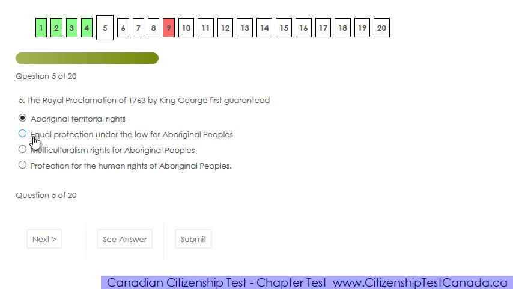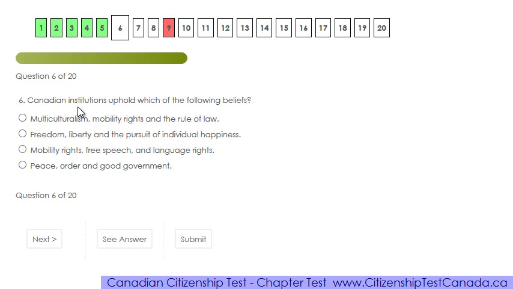Back to our test. Equal protection under the law for Aboriginal peoples. I don't know if they still even have this, to be honest. Multiculturalism rights for Aboriginal peoples and protection for the human rights of Aboriginal peoples. Canada is sorely lacking in providing all three of these to Aboriginal people. Let's go on.